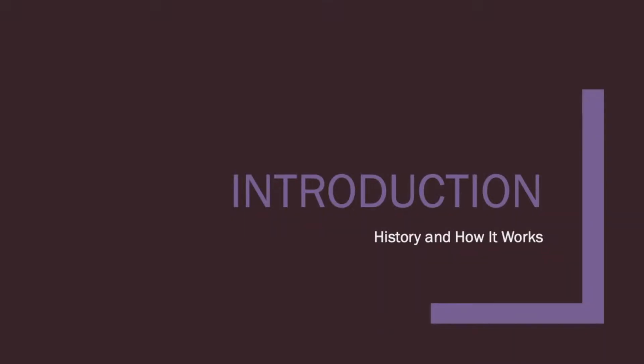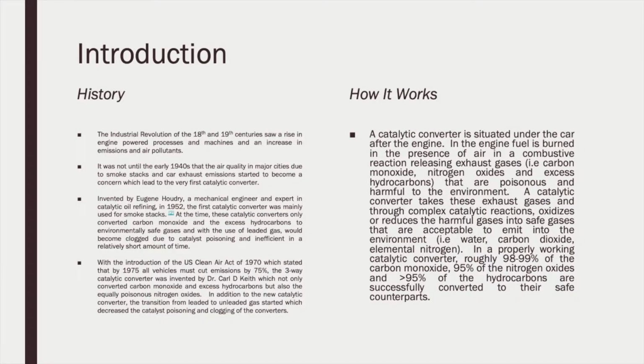We'll start off with the introduction and history of how the catalytic converter works and how it was made. Starting off in the Industrial Revolution of the 18th and 19th century, there was a rise in engine-powered processes of machines and an increase in emissions and pollutants. It was not until the early 1940s that the air quality in major cities due to smokestacks and car exhaust emissions started to become a concern, which led to the very first catalytic converter.